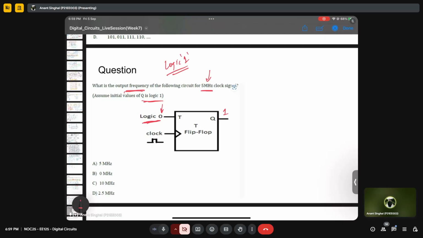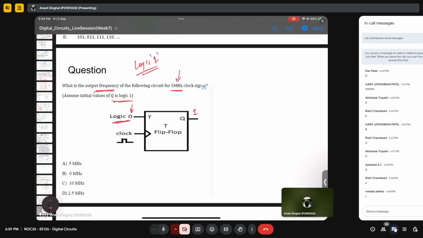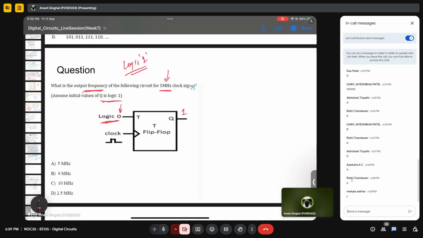Okay, I've got a lot of mixed answers again. Some people are saying A, some people are saying D, some people are saying C. So I've got A, C, D as the probable answers. So let's see. Let's say we have a clock. The circuit is positive edge triggered. For example, this is the clock. Now it says the input of this circuit is 0.